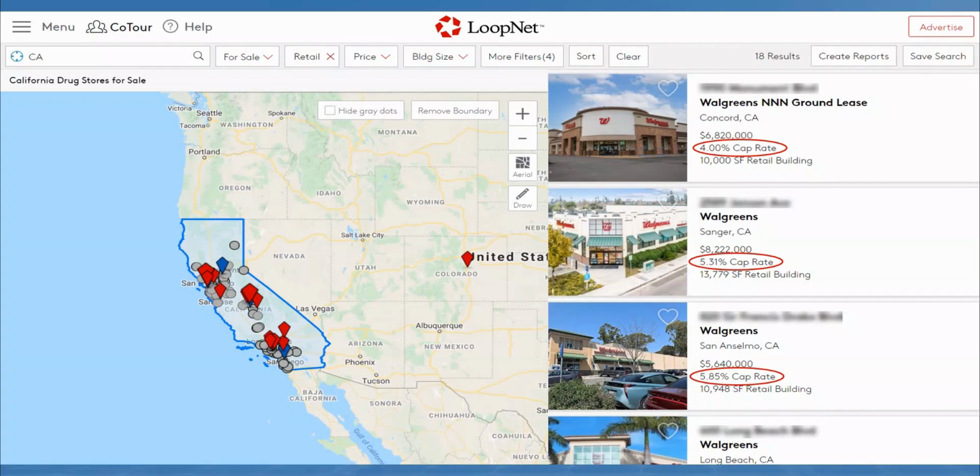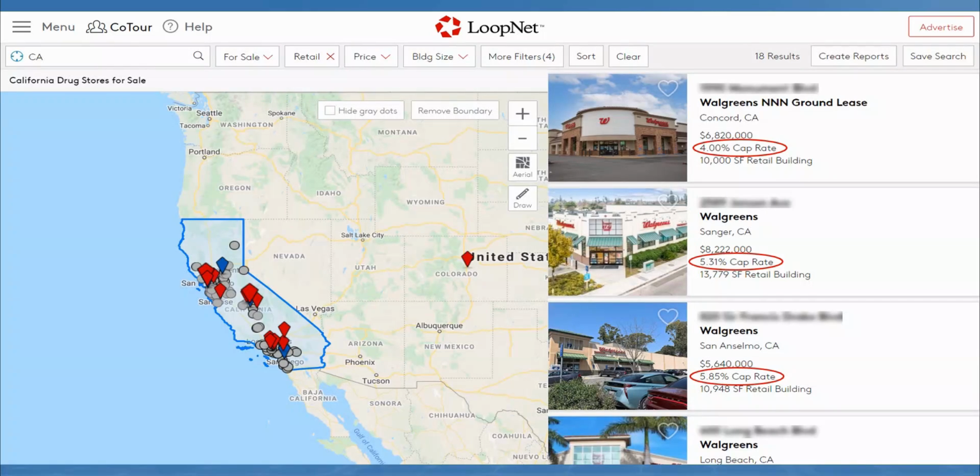Now that one has a much lower cap rate, but that's because that one is a ground lease, which means it's a much safer investment, because when the original landlord or developer signed the lease with Walgreens, they were just leasing them the land, and Walgreens paid to have their own building built. So now if they ever went out of business after you buy this property, they have to leave the building there, obviously. They're not tearing it down before they leave, and therefore you're getting the property back at a much higher value than when the lease was originally signed with Walgreens.